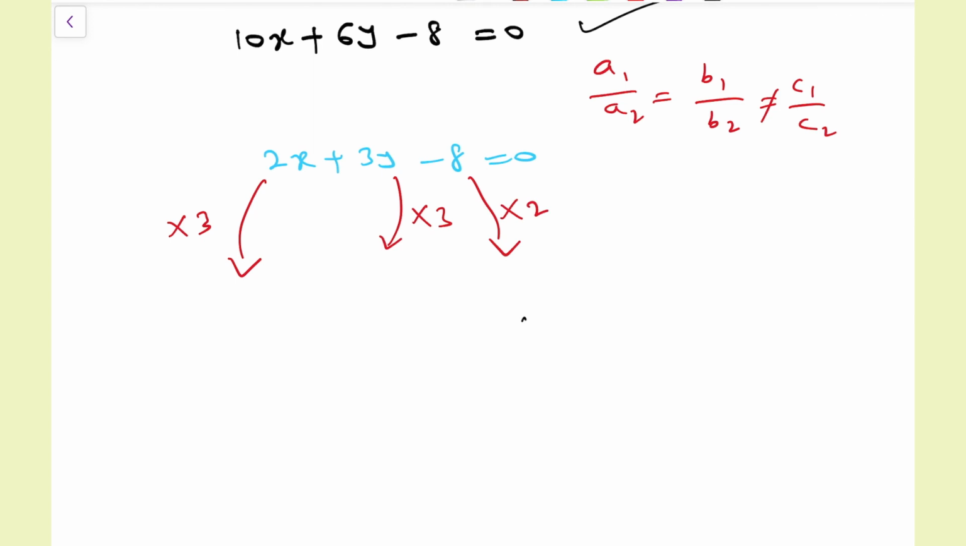2 I am doing. 2x into 3 is 6x, 3y into 3 is 9y, minus 8 into 3 is 16, equals 0. Now these two equations will be having parallel lines.